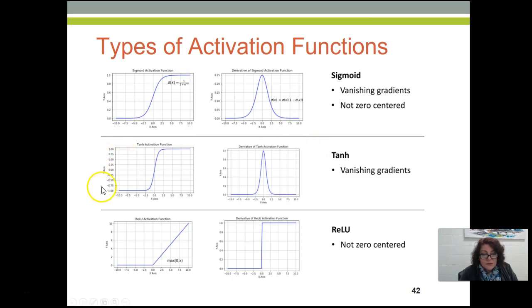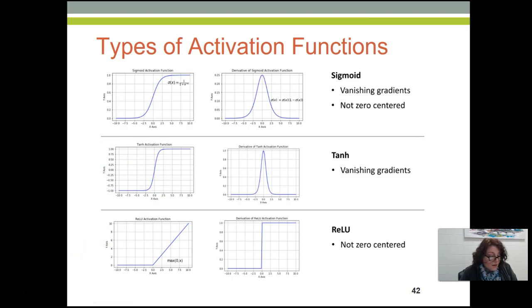Now, an alternative to that is the tanh activation function. Here's the 0 line. So our tanh activation function is actually 0-centered, and it has vanishing gradients, but it is larger, and its output typically lies between -1 and +1.